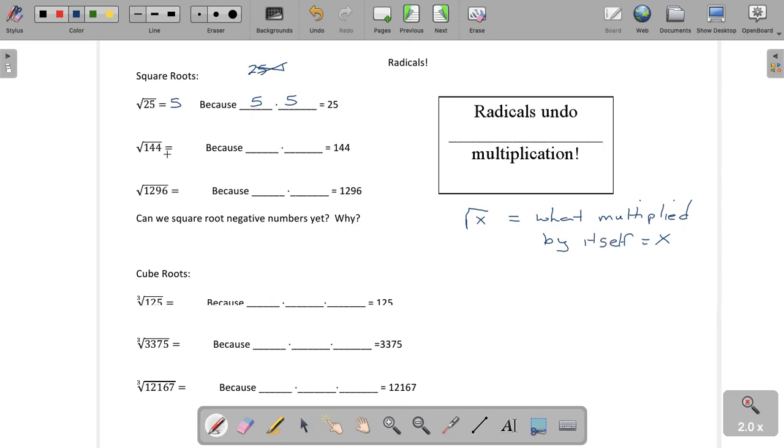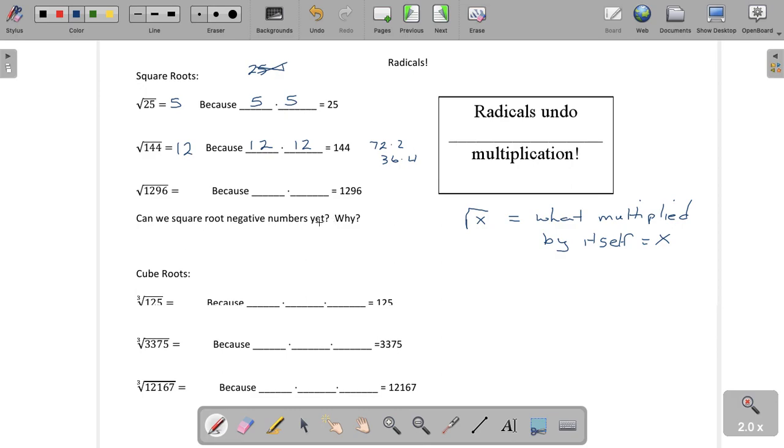Okay, the square root of 144. I need 2 numbers that multiply to 144. Well, 72 times 2 does, but they're not the same, so that's not a square root. Okay, 36 times 4 does, but that's not the same. The number I want is 12 times 12. 12 times 12 is 144, so the square root of 144 is 12.